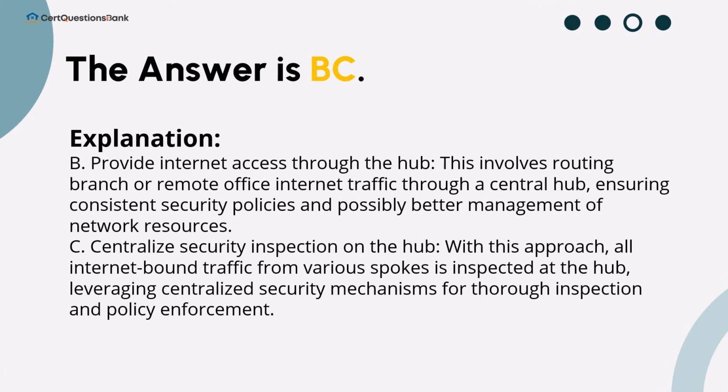The answer is BC. B. Provide internet access through the hub. This involves routing branch or remote office internet traffic through a central hub, ensuring consistent security policies and possibly better management of network resources.